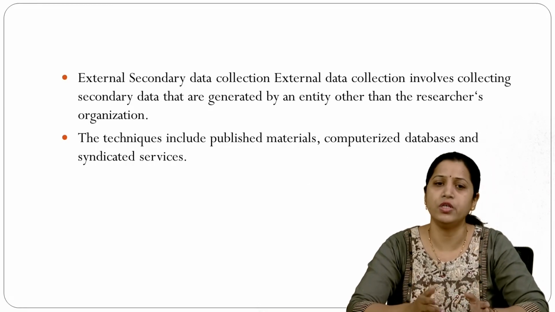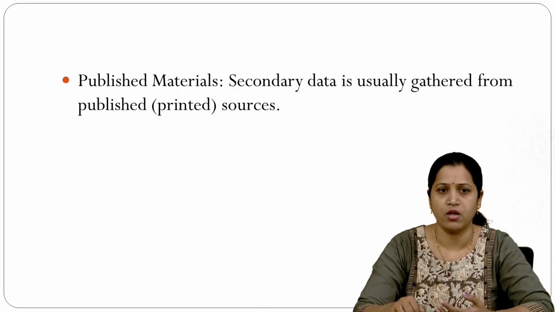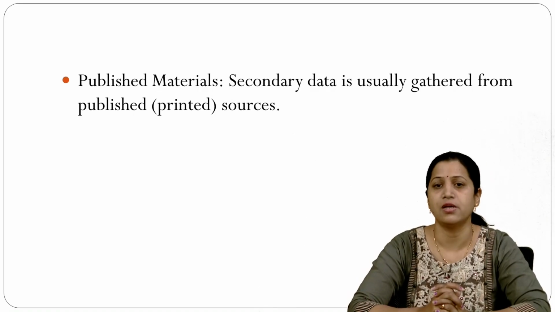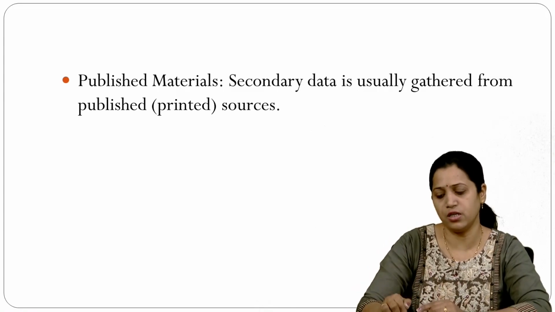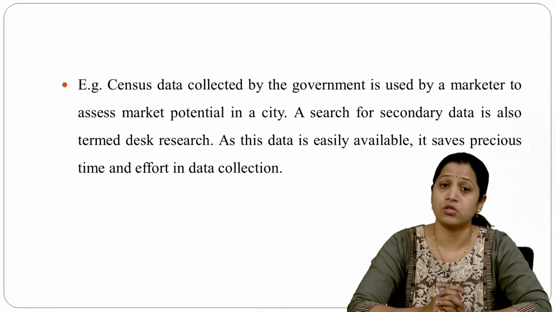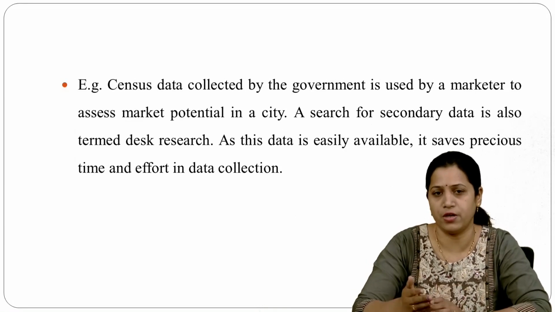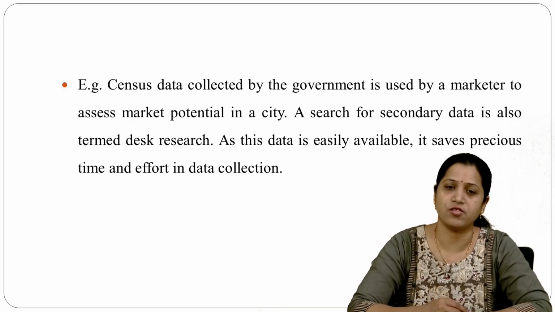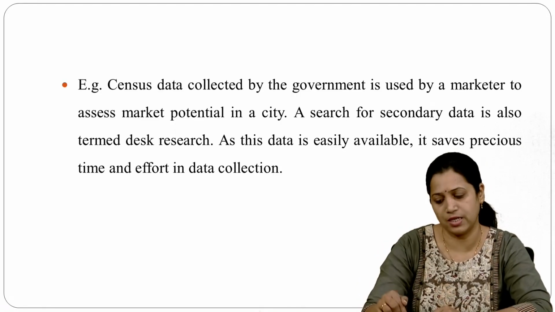Now students, we are going to discuss what is published material, what is computerized database, and what are syndicate services. First, understand what is published material. Published material is secondary data which is usually gathered from published or printed sources. By example, census data collected by the government is used by a marketer to assess the market potential in a city, as we have discussed. A search for secondary data is also termed desk research, as the data is easily available and it saves precious time and effort in our data collection.